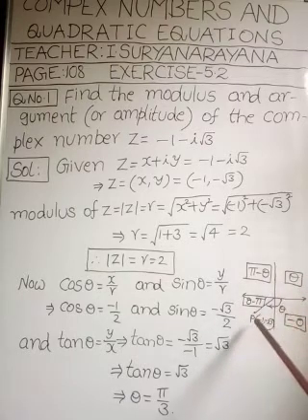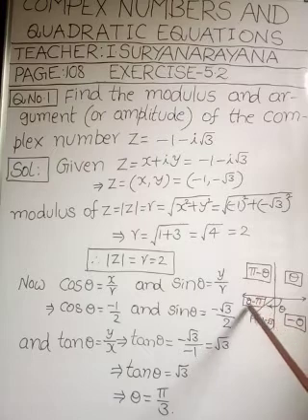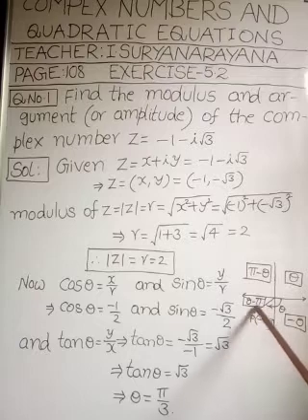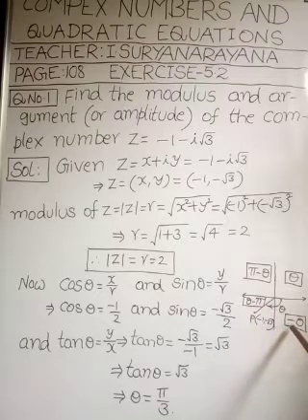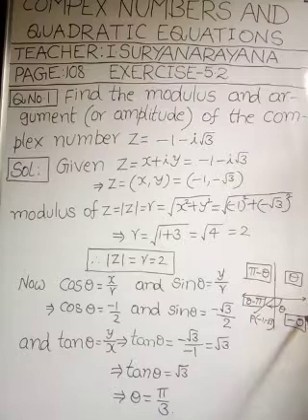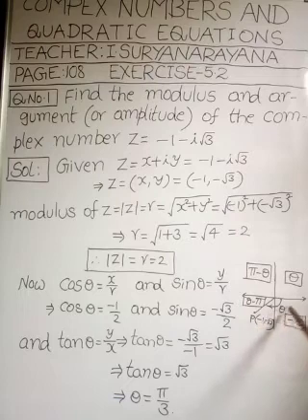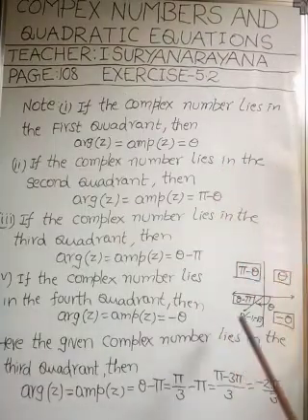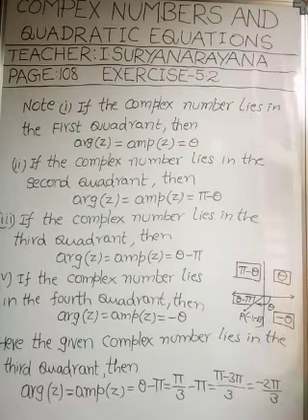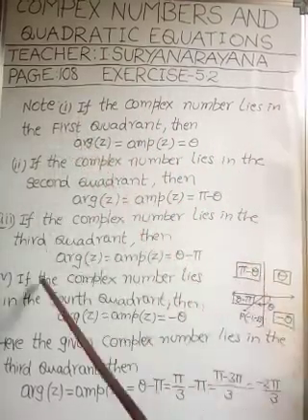If the complex number lies in the third quadrant, then the argument of z is equal to theta minus pi. Okay, my children. If the complex number lies in the fourth quadrant, then the argument of z is equal to minus theta. Remember these 4 points, my children, to find the argument of a complex number. Before going to find the argument or amplitude of the complex number, please remember these 4 points, my children.